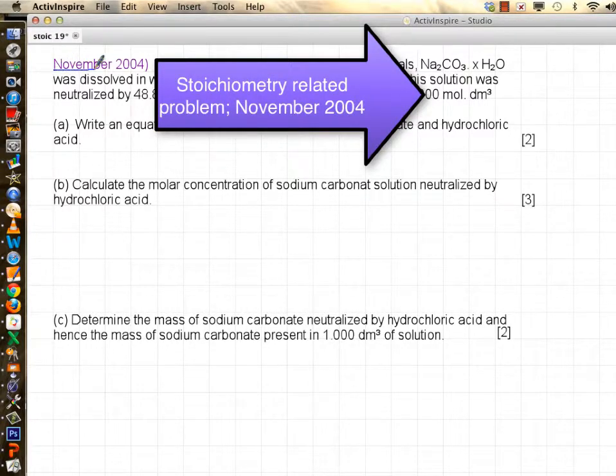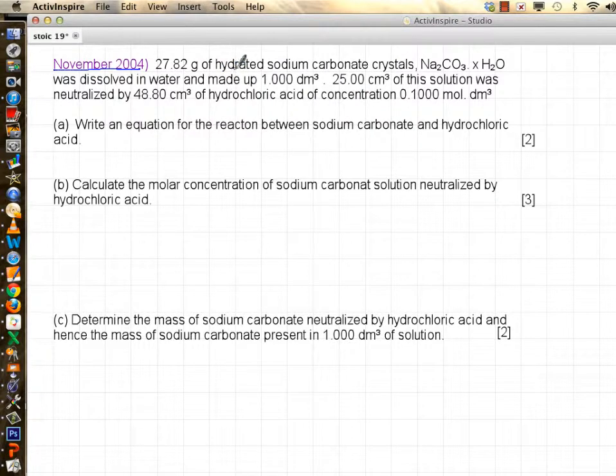We are looking at November of 2004, 27.82 grams of hydrated sodium carbonate crystals. Now, some of you, this might be the first time that you see a molecular formula that has .xH2O in it. These are known as hydrated salts or desiccants. They're used to capture moisture, and they still stay as solid while they have trapped moisture within their crystalline structure.